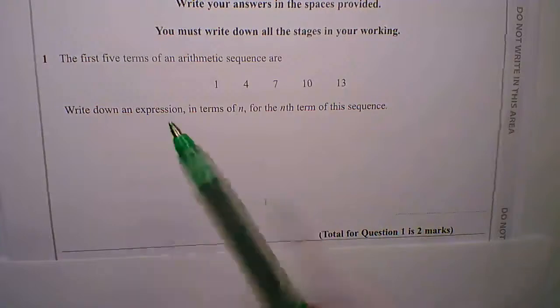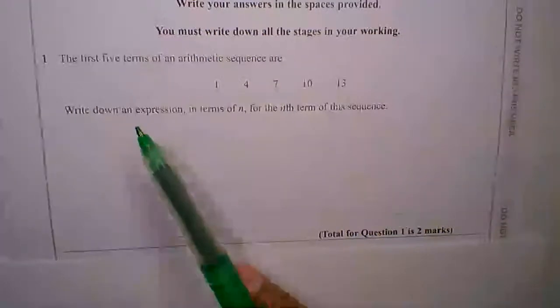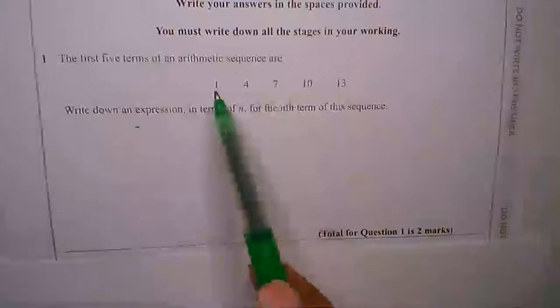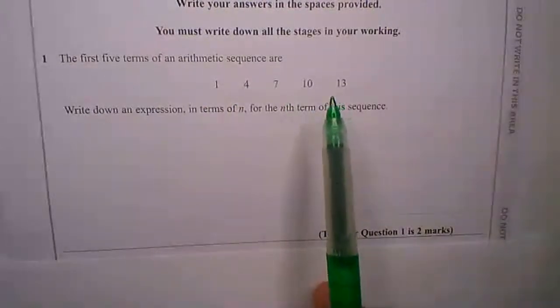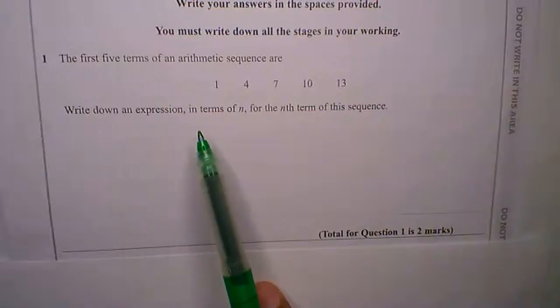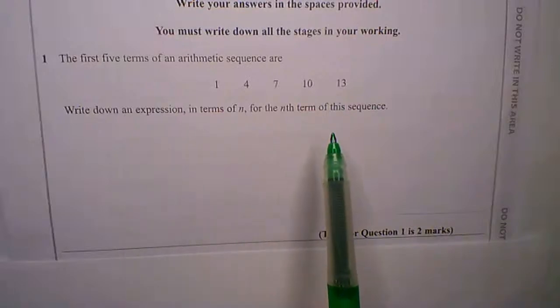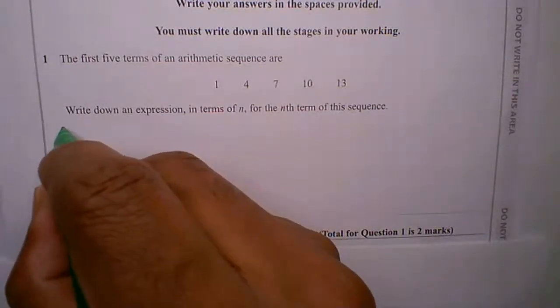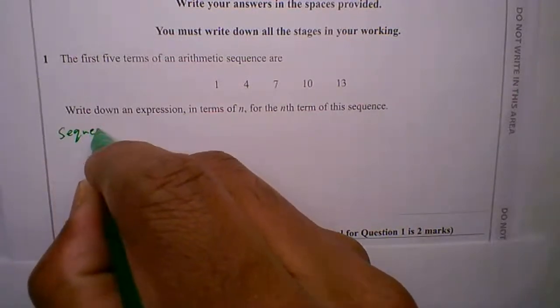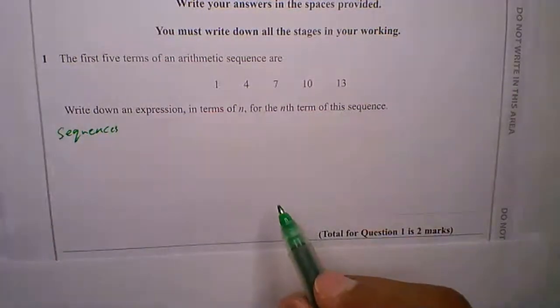Okay, so let's look at question 1. The first 5 terms of an arithmetic sequence are 1, 4, 7, 10, and 13. Write down an expression in terms of n for the nth term of this sequence. So what topic is this? This is sequences. And how do we do this?